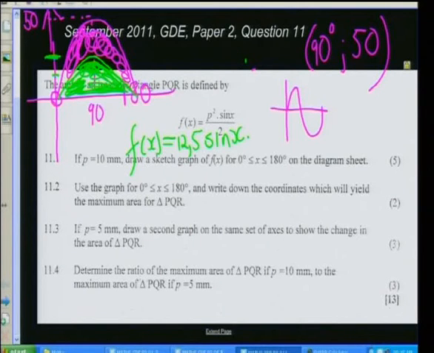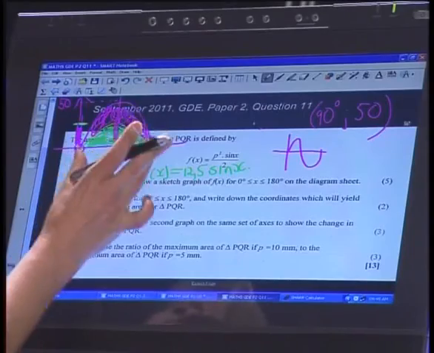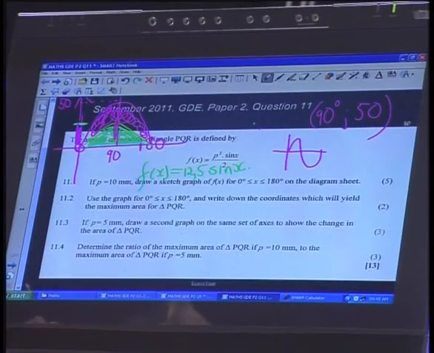Finally, question 11.4. Determine the ratio of the maximum area when P is 10 to the maximum area when P is 5. Okay. So when P is 10, that is 50, right? And when P is 5, we are dealing with 12 and a half. So it's a quarter. The height is a quarter of what it was before because this area of the base remains the same. So 50 divided by 12 and a half, or 1 to 4.